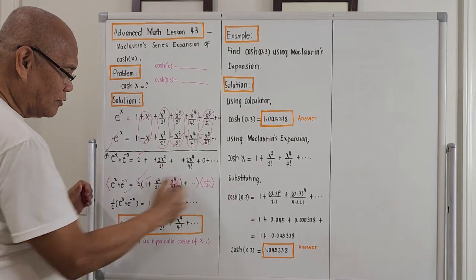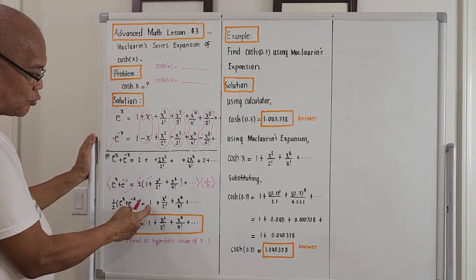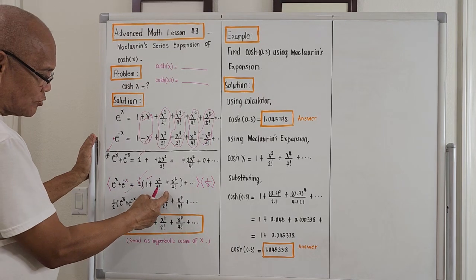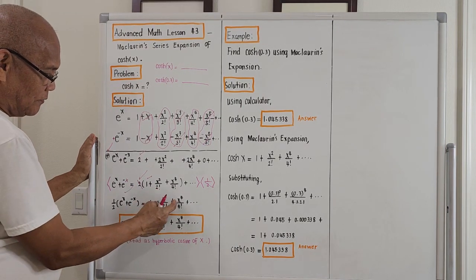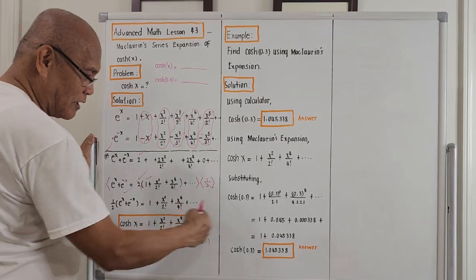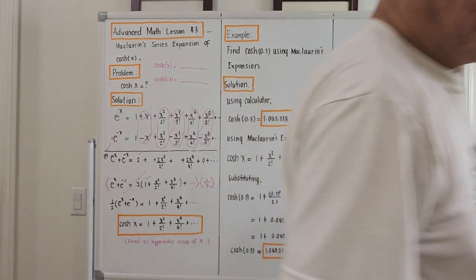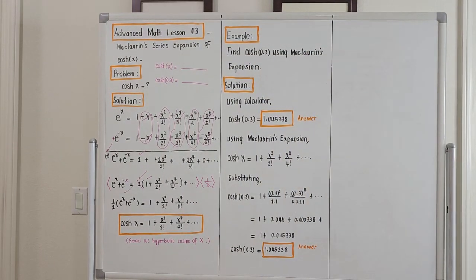So what will remain on the right will just be simply the terms inside the quantity. That is 1 plus x squared over 2 factorial plus x to the fourth over 4 factorial plus some other negligible values. Okay, I will try to check my camera. Oh, it's still fine.